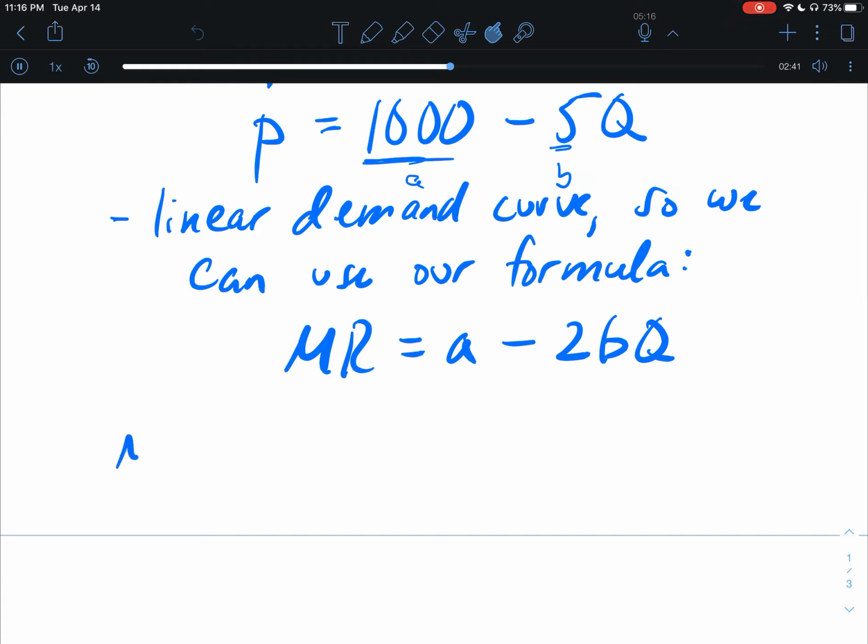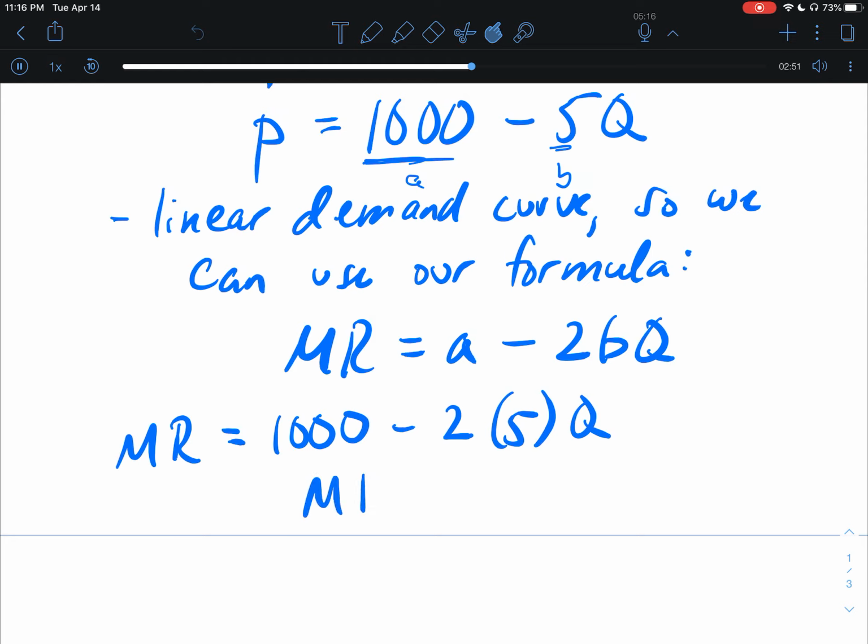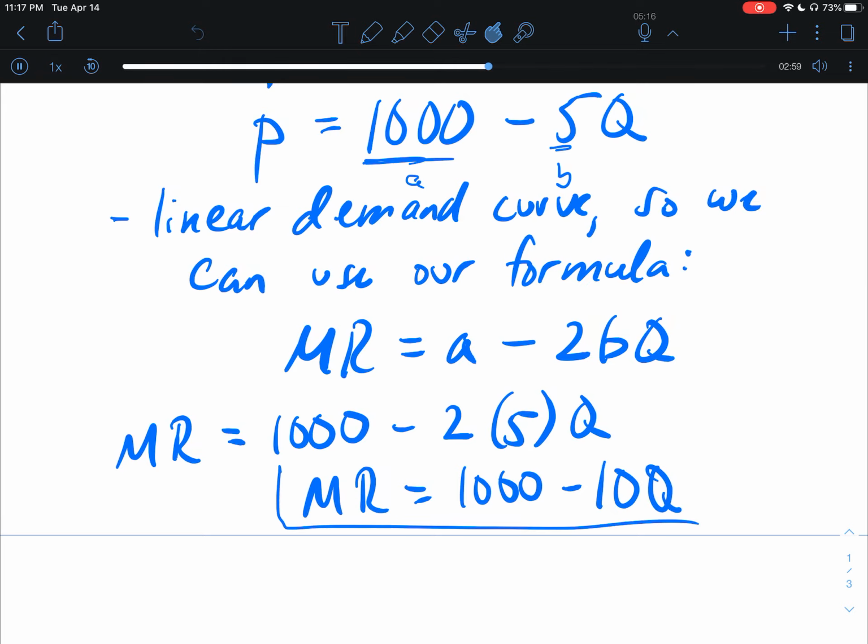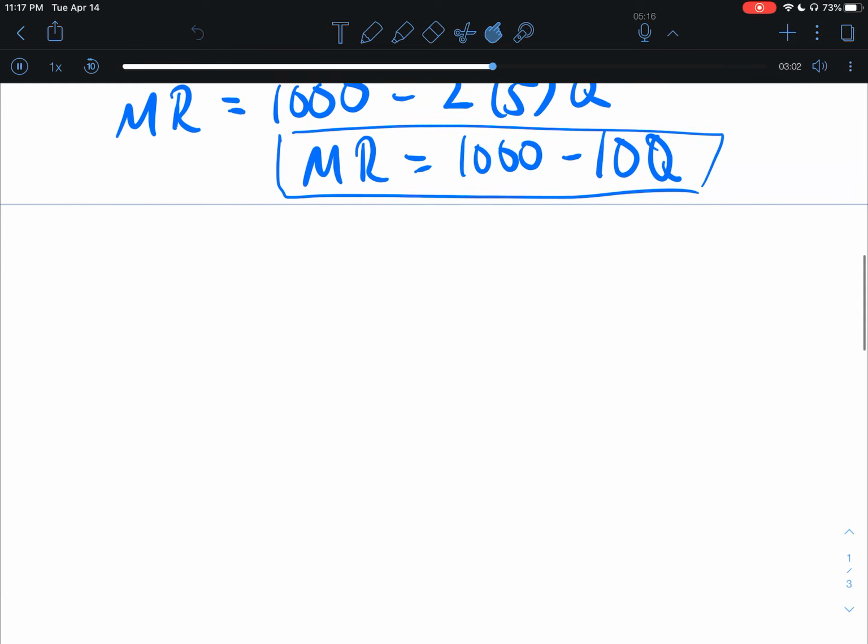So marginal revenue equals 1,000 minus 2 times 5Q. So marginal revenue is equal to 1,000 minus 10Q. Okay.